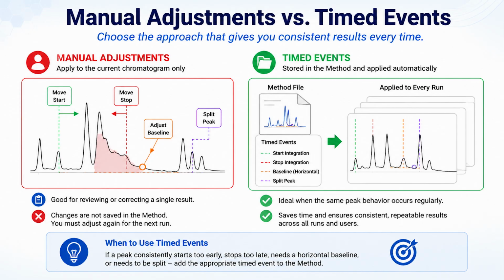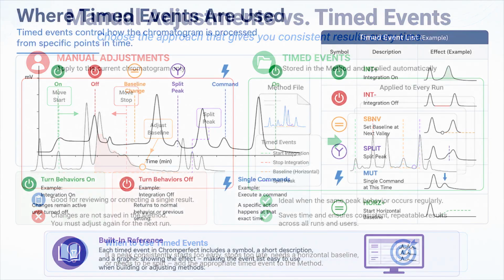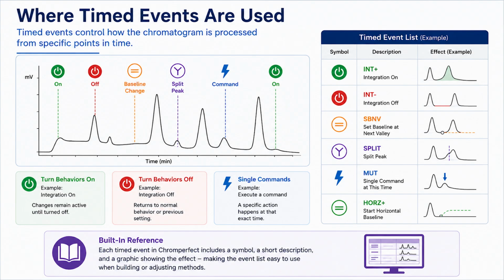Timed events are different. They are stored in the method file and are applied automatically during integration. This means that if the same peak behavior occurs regularly, such as a peak starting too early, stopping too late, needing a horizontal baseline, or needing to be split, the preferred approach is usually to add the appropriate timed event to the method.